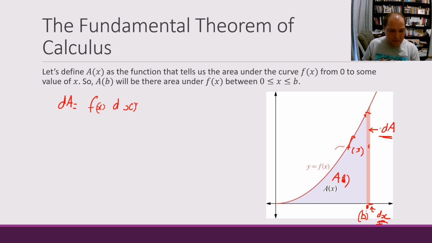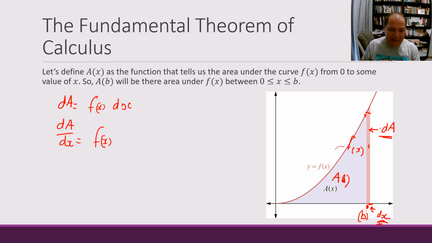Now, and this is the significant part, when I work this out and make this look a little bit nicer, I can rearrange this. If I divide both sides by dx, I get something like this: dA/dx equals f of x. And this result is actually huge. It's quite enormous. You can tell I'm getting quite excited by this.